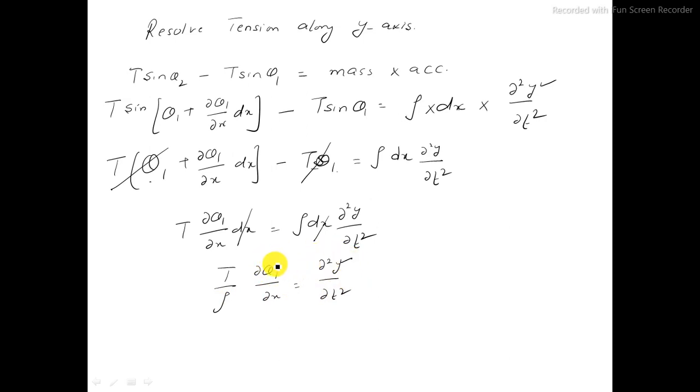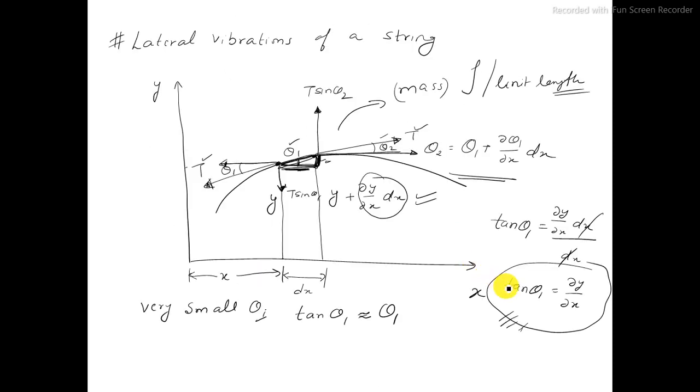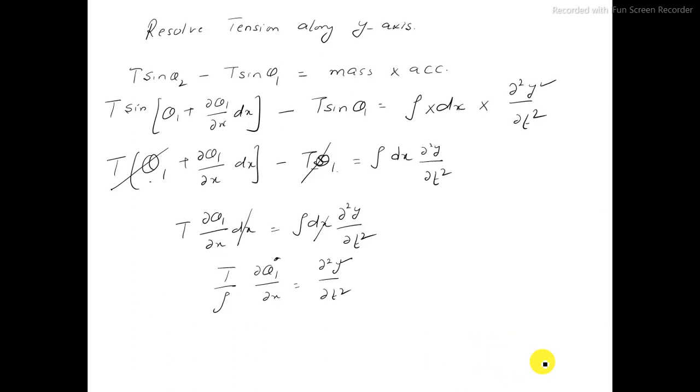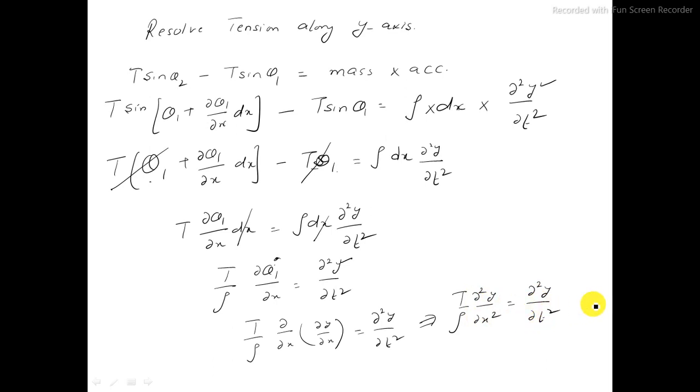But we know that it is y, so we will also convert this theta into y. As we derived in the first step, tan theta 1 is equal to partial y upon partial x, meaning theta 1 is equal to partial y upon partial x. So we put theta 1 here as partial y upon partial x. So it is T upon rho partial by partial x into partial y upon partial x, equal to partial square y upon partial t square. We can write T upon rho partial square y upon partial x square is equal to partial square y upon partial t square.